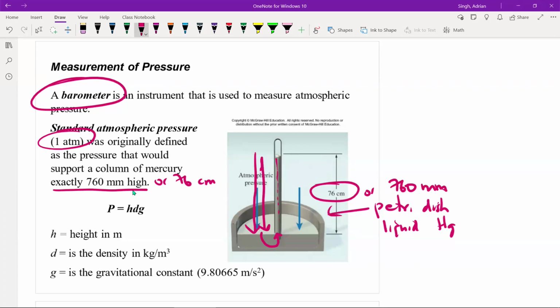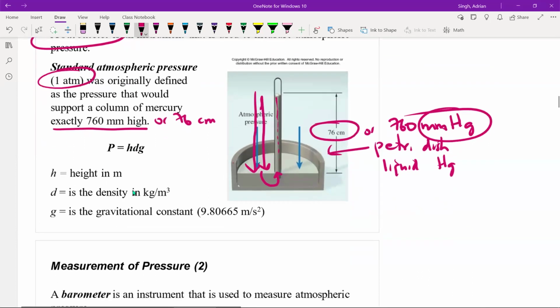And then what are we measuring? We're measuring mercury. And that's where the unit millimeters of mercury actually comes from. We can calculate that by using a very simple equation. So pressure being equal to the height in meters times D, which is the density of the mercury in kilograms per cubic meter. And then G is a gravitational constant, 9.8 meters per second squared.